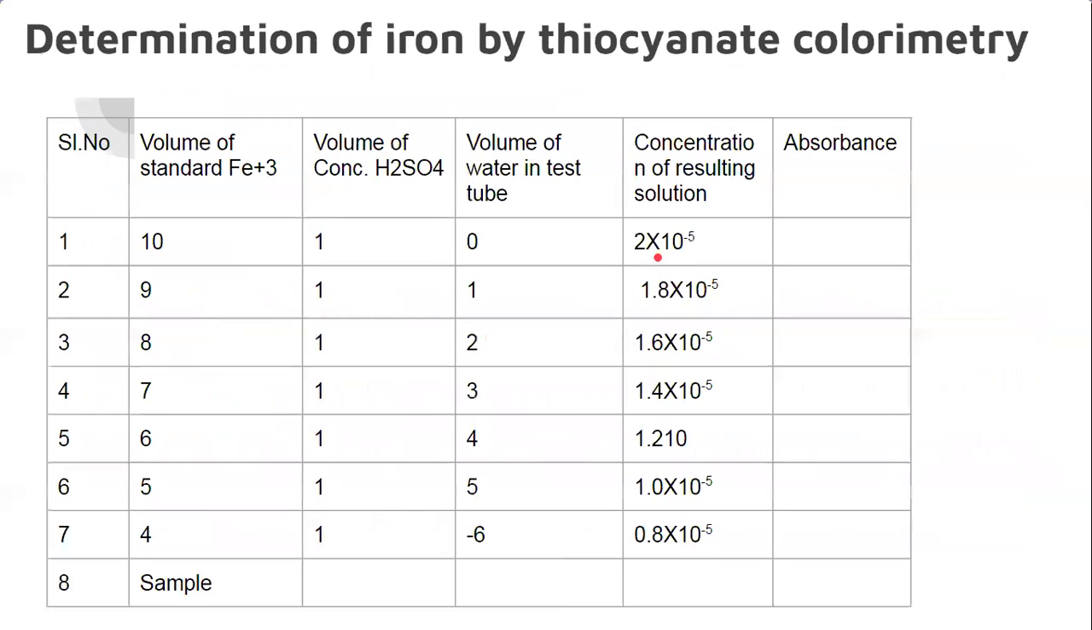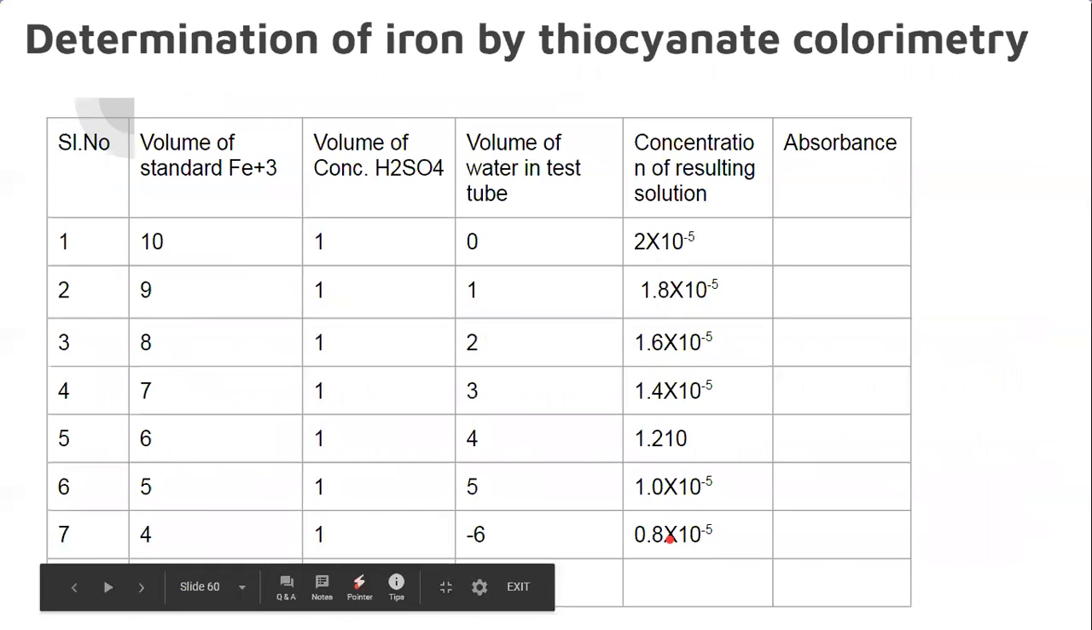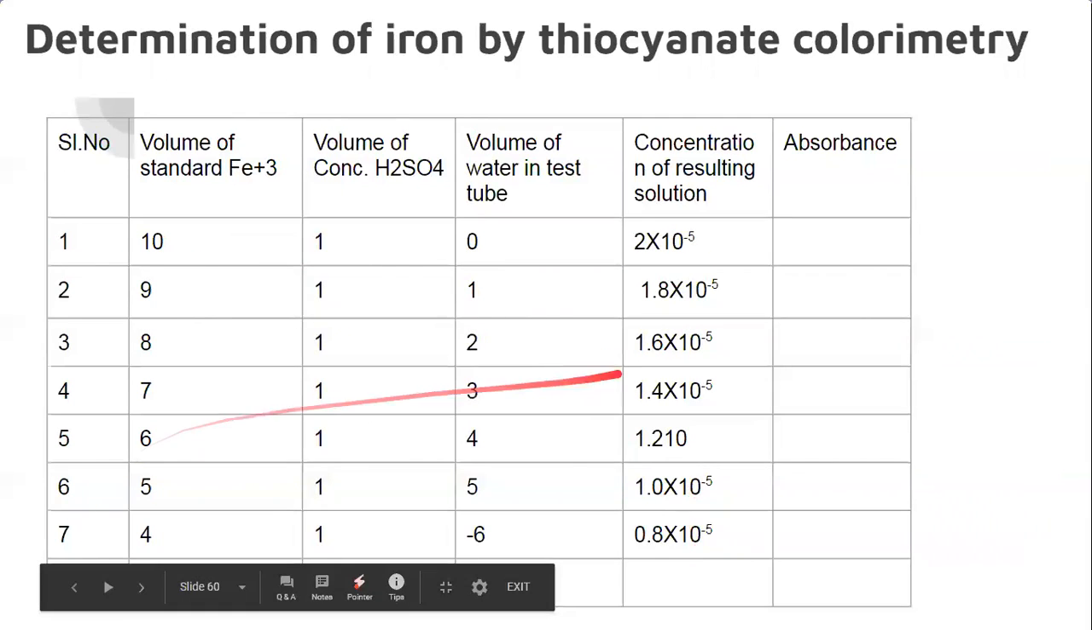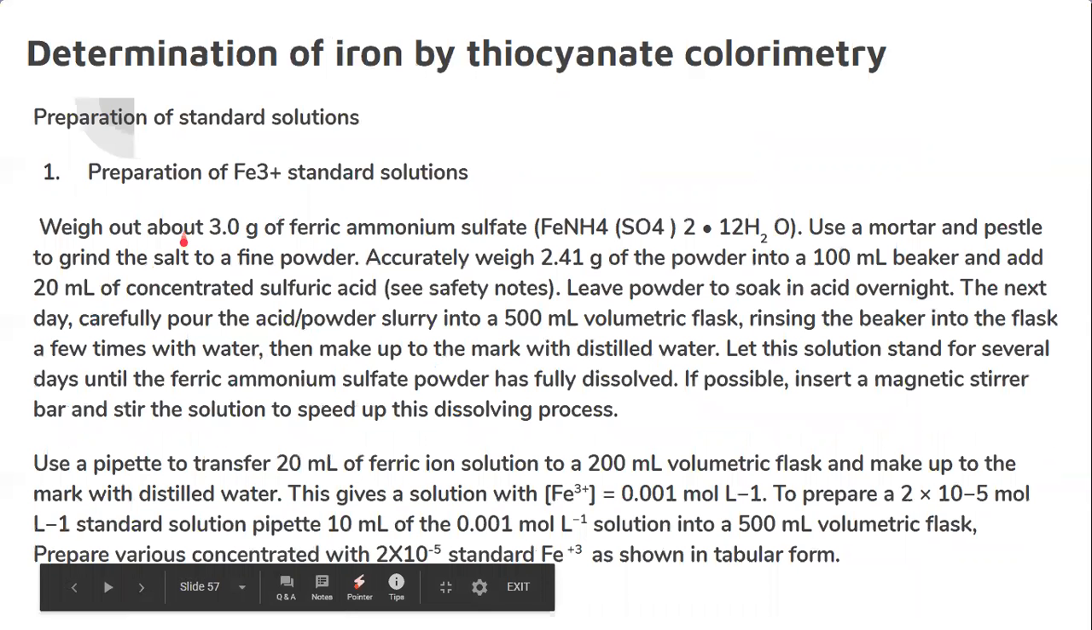Various concentrations of standard solution need to be prepared. For that purpose, first we take 6 or 8, depending on our availability. Generally we use 10 boiling tubes, and those are labeled as 1, 2, 3, 4, 5, 6, 7. Then first we prepare a standard solution of concentration 0.0001.